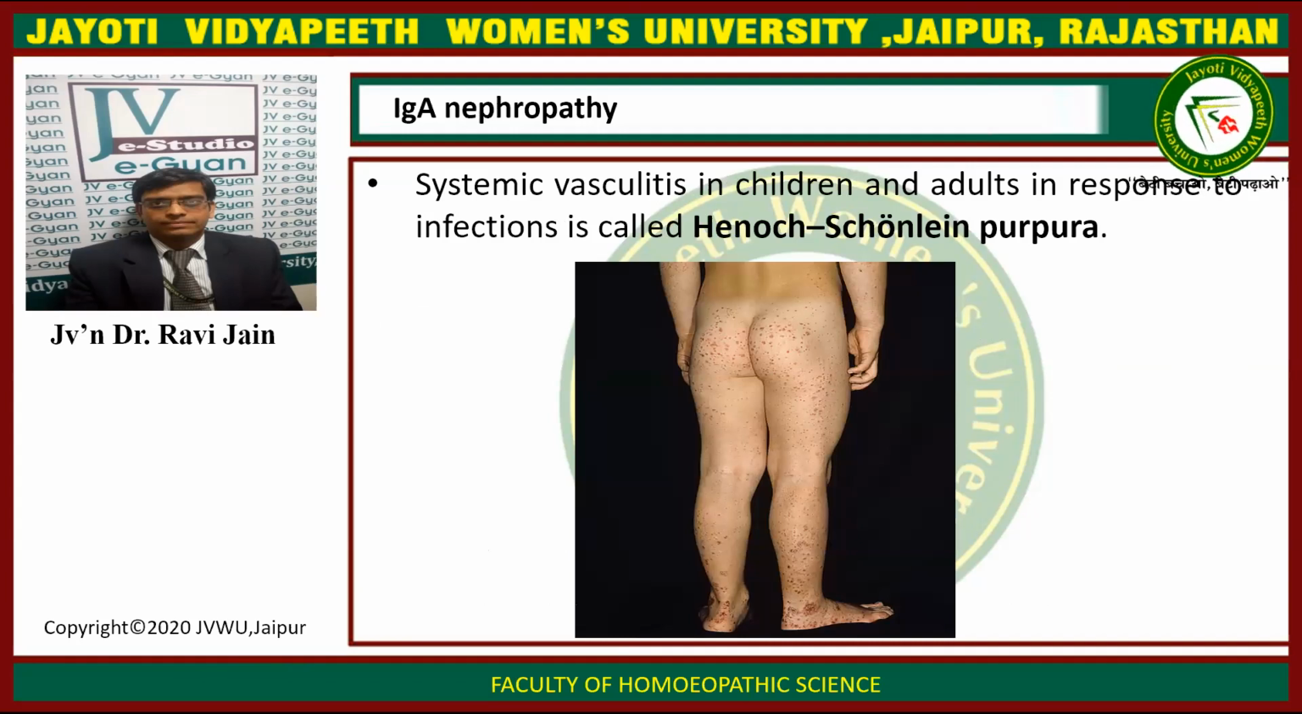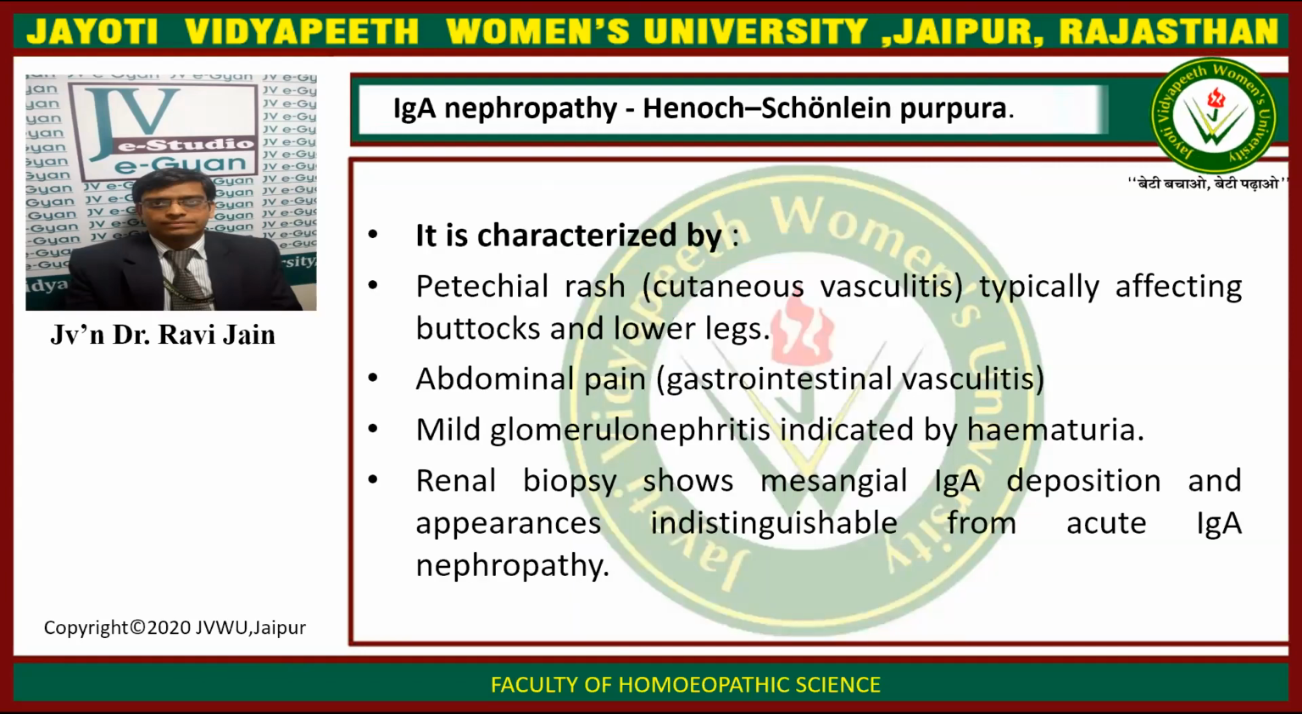Systemic vasculitis in children and adults in response to infection is called Henoch-Schonlein purpura. So Henoch-Schonlein purpura is a part of IgA nephropathy itself. There is systemic vasculitis, that is inflammation of the blood vessels, that can occur in children and adults. All right. So this picture you are going to understand in the next slide.